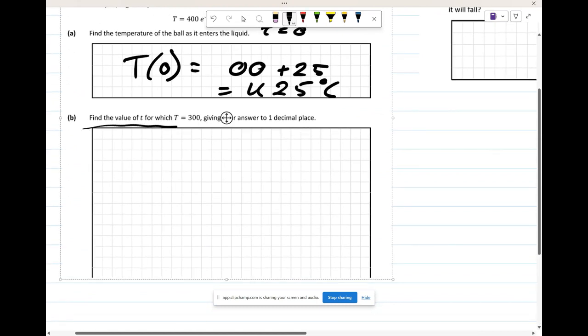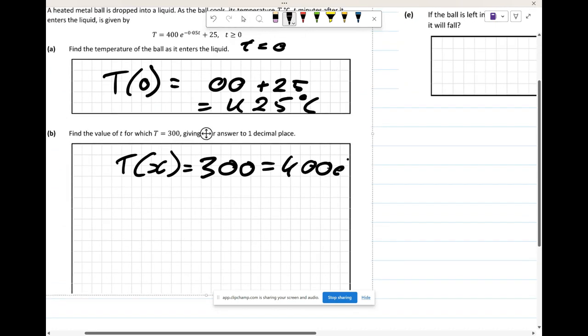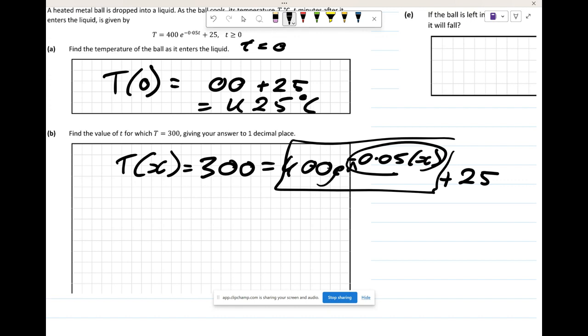Okay, now we want to find the value of x for which the temperature is 300. So we know T of x is 300, and we know that's given by 400 e to the minus 0.05 x, plus 25. So we want to get x, it's stuck up here, so we need to undo everything that's been done to it. First it's being multiplied by minus 0.05, then it's being raised up into an e, and then it's being multiplied by 400, and then 25 is added.